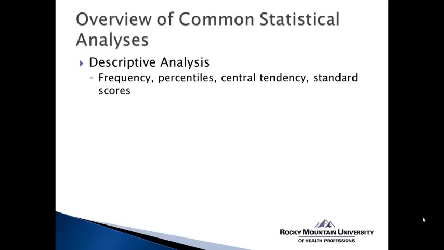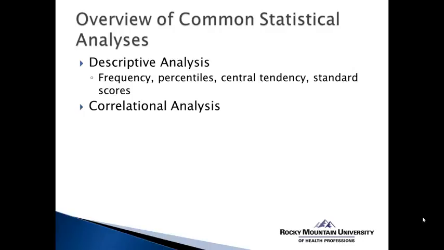So the first and most basic kind of analysis we can do in statistics is descriptive analysis. This is where we're determining the frequency of something occurring, the percent of a group in which a certain outcome is occurring. So what percentage of people said yes, what percentage of people said no on a survey. We could develop percentile ranks. We could have measures of central tendency being mean, median, and mode. We could also be measuring the variance using standard deviation. And then we could also be developing standard scores like a z-score.